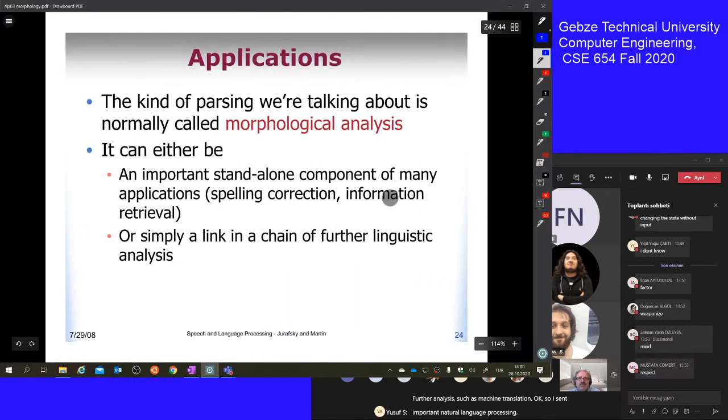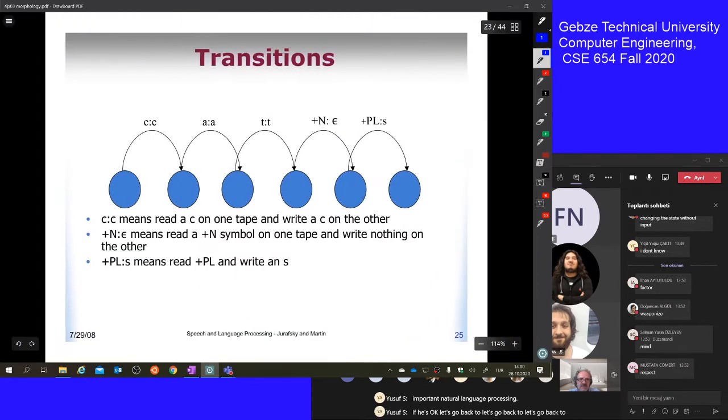Okay, let's go back to finite state transducers. This is a finite state transducer. Now we have 1, 2, 3, 4, 5, 6 states. Okay, transition from one state to another state. Now we have this notation. See, CC means that read C from your input and write C to your output. Read A and write A. Read T and write T. Read plus N and output nothing, epsilon. Okay, read plus PL, it's the label for the plural, and write S.